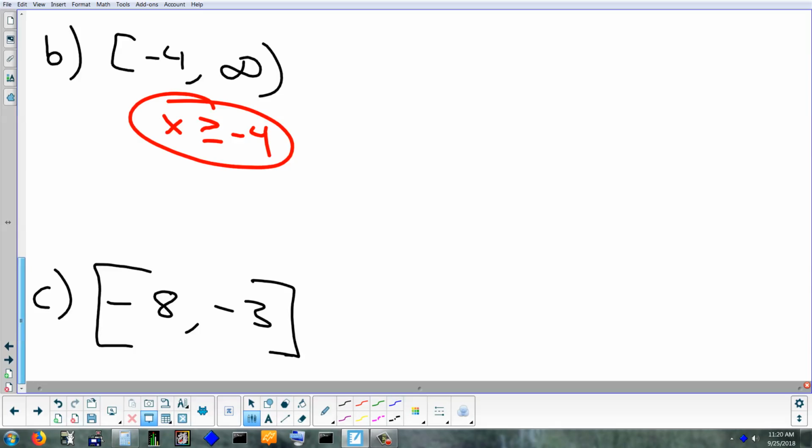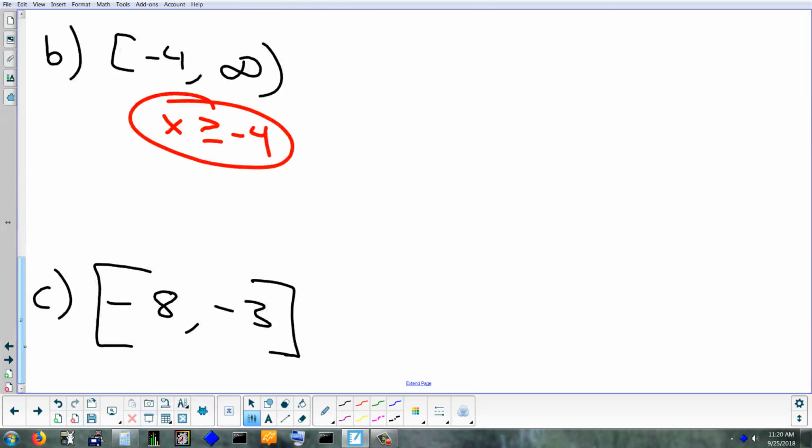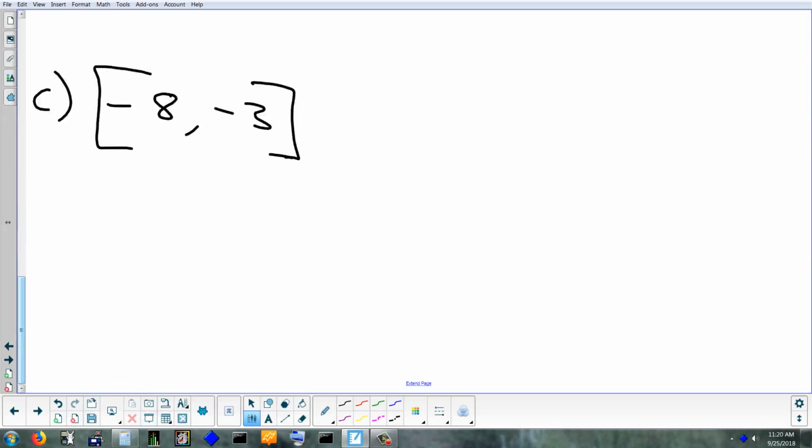And Kathleen, could you tell me how we're going to write this as an inequality? X is greater than or equal to -8, and x is less than or equal to -3. All right, so that's a good first step. We've written it as a conjunction, two separate statements. Now let's combine it into one.